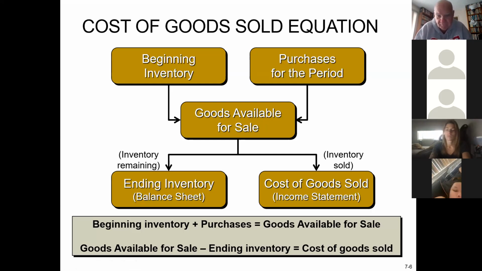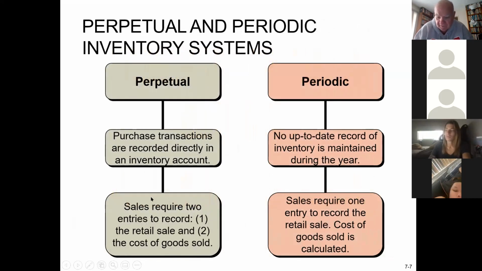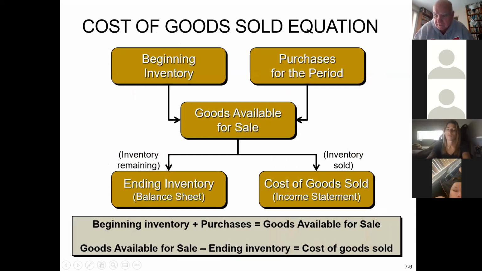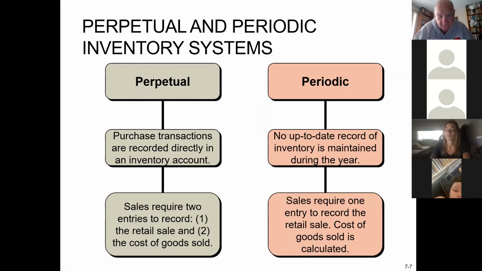The goods available for sale. You can't sell any more than you have. So at the end of the month, these goods are either sold or they're still in your inventory. They can only be in one of 2 places. Okay, so this simple little formula is going to help you quite a lot as we go along here this morning.